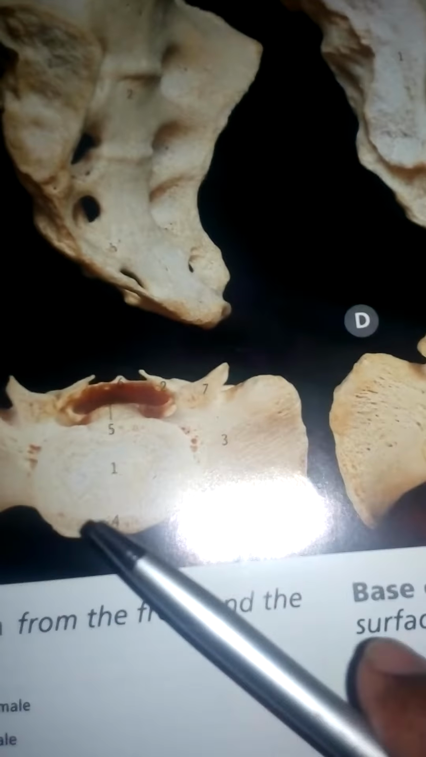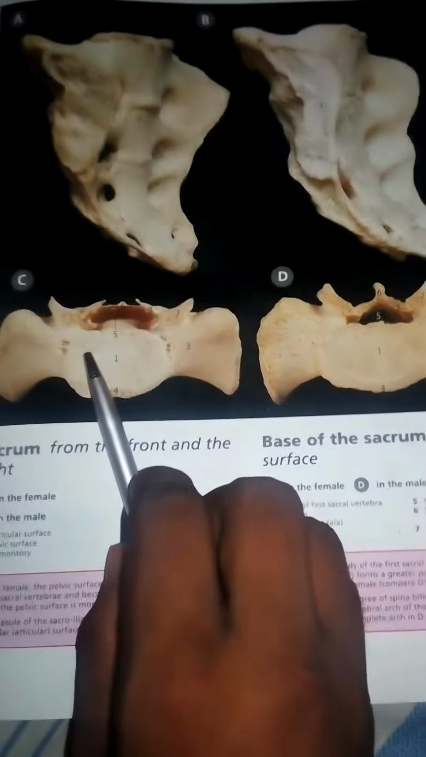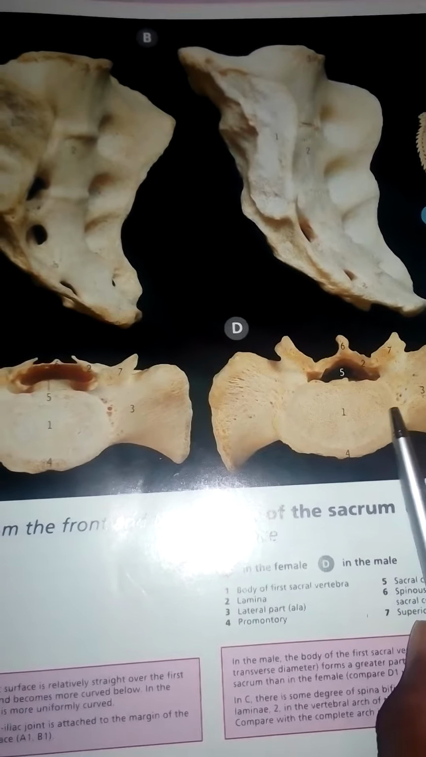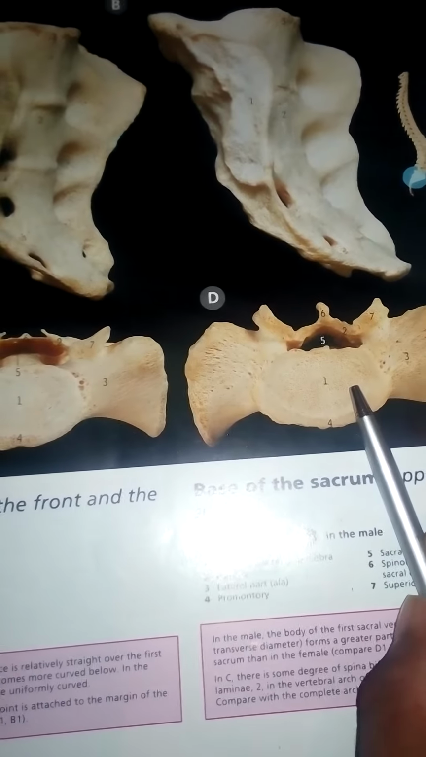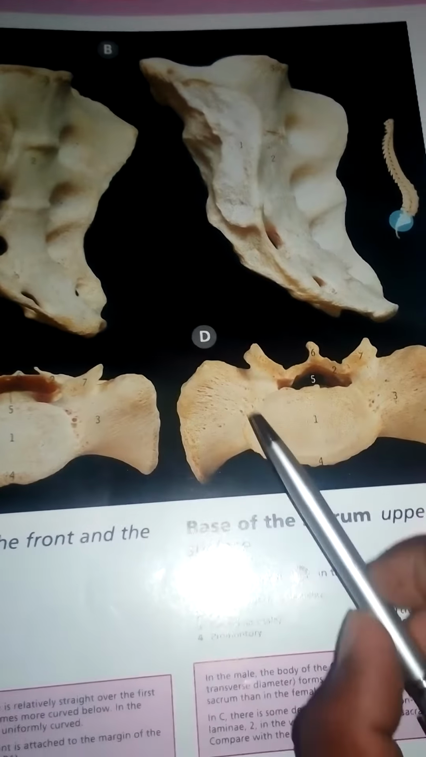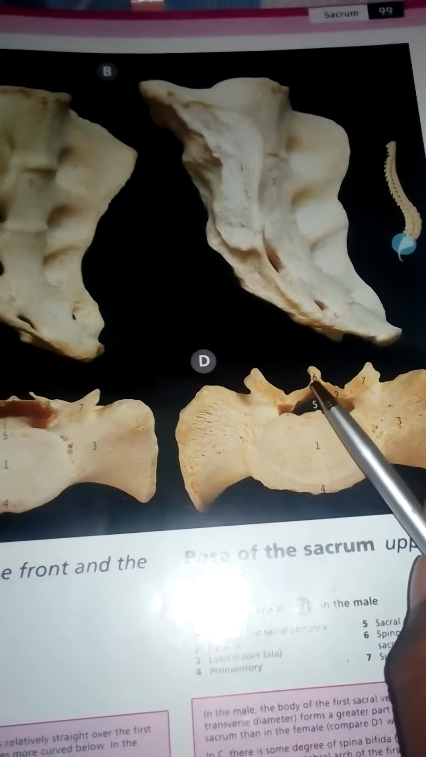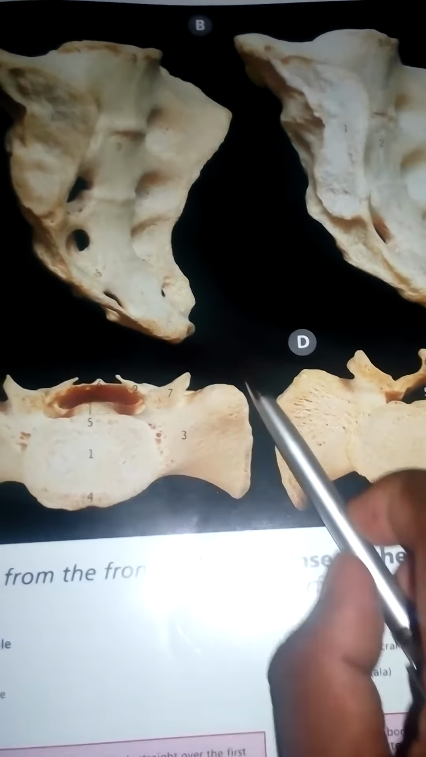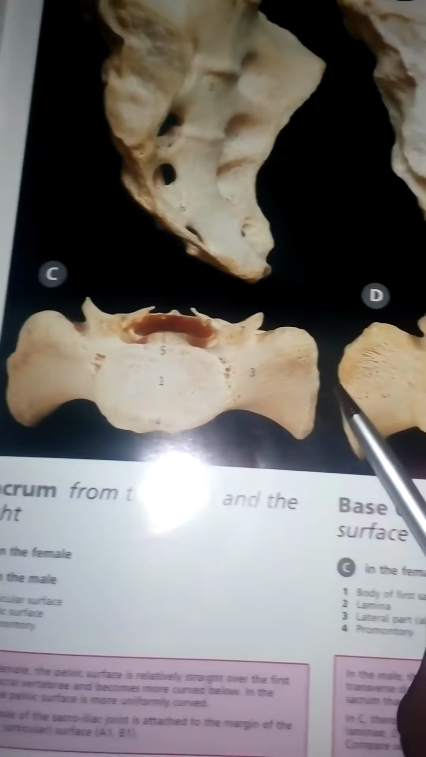Then if I come to these two figures, they have shown very accurately the body of the first sacral vertebra. This is the body of the first sacral vertebra. Then as in other vertebrae, it also contains the lamina. These are the two laminae you can see from either side. Then you have lateral parts which are called the ala, like a butterfly when seen from above. They are the ala, which form the lateral masses.